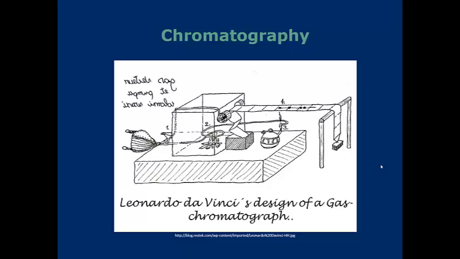The last bit of instrumentation we're going to go into is chromatography. Below is an example of a gas chromatograph. This is based on Leonardo da Vinci's designs. Obviously, because of the time in which he was alive, he didn't really have the technology to create something like this, but he did theorize its existence, which is very remarkable considering the time he lived in.